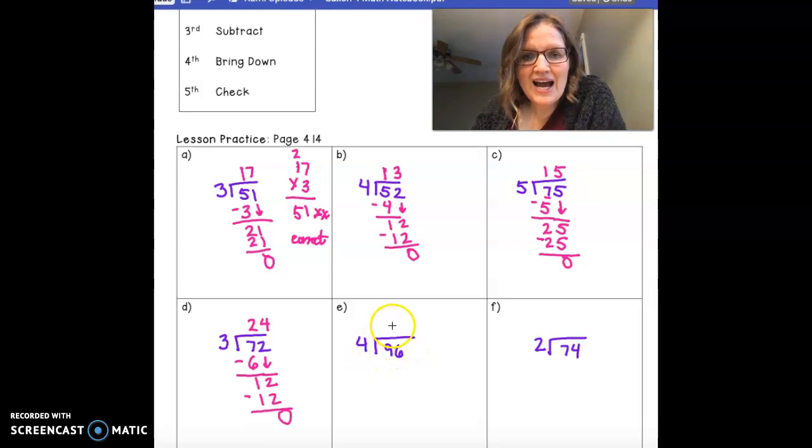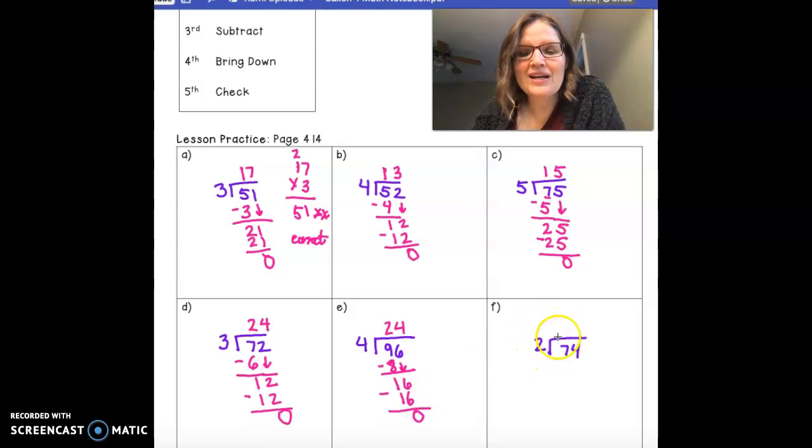4 can go into 9 2 times. 2 times 4 is 8. We subtract. 9 minus 8 is 1. We bring down our 6. 16 can be divided by 4 4 times. 4 times 4 is 16. We subtract. 0. Beautiful ending.